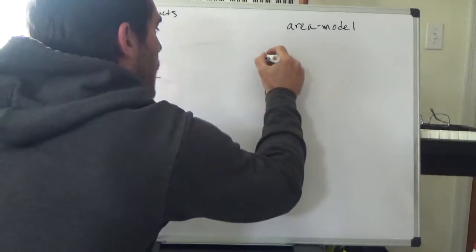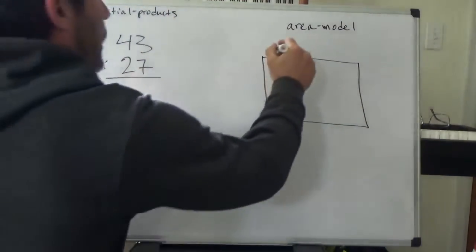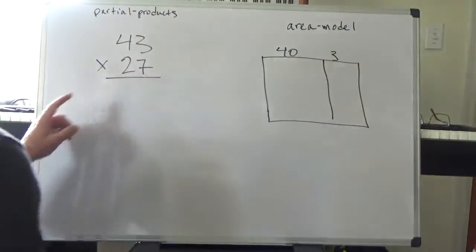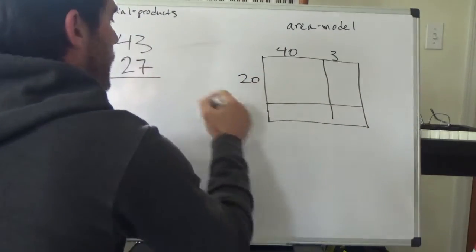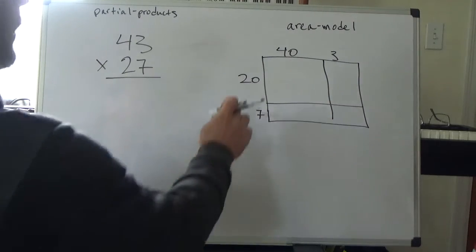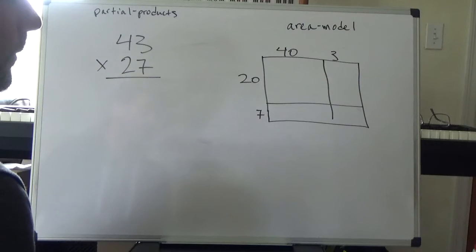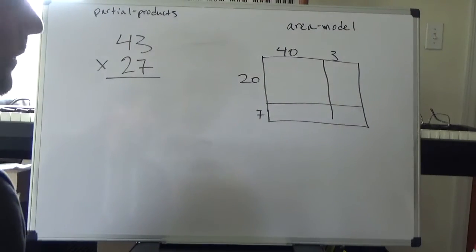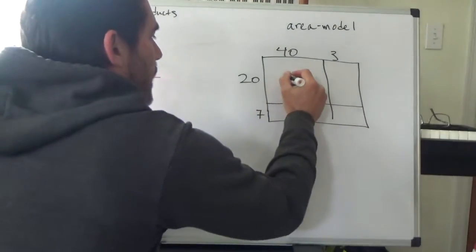So now I know 40 is bigger than 20. So now I'm going to break this into a 40 and a 3. And then here I need one that is 20 and a 7. And so watch what I do. I'll do this area model first. So 20 times 40. That's a little confusing maybe. Well, I know that 10 times 40 is 400. So 20 times 40 is going to be 800.